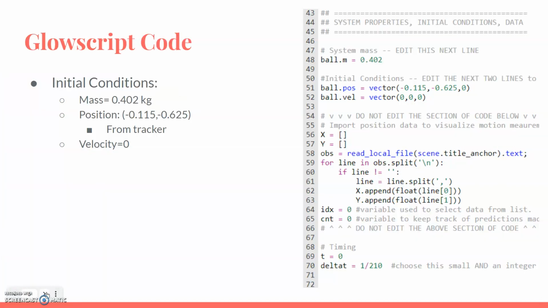This is the beginning of the GlowScript code. You can see that the initial conditions is the mass of the object was 0.402 kilograms. The initial position, which we obtained from Tracker, were negative 0.115 in the X direction and negative 0.625 in the Y direction. And this is when the top of the spring is put at the origin and the object hanging straight down on the spring is along the Y axis. We also assumed that the initial velocity was 0 as the object was dropped.